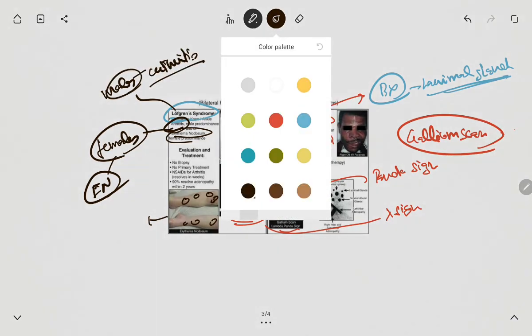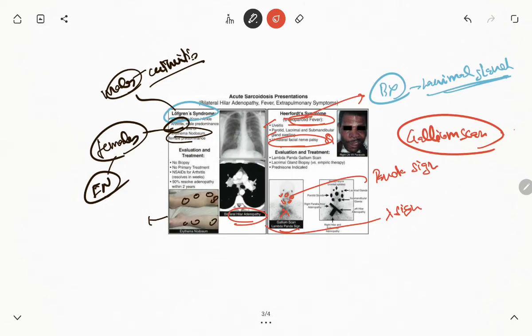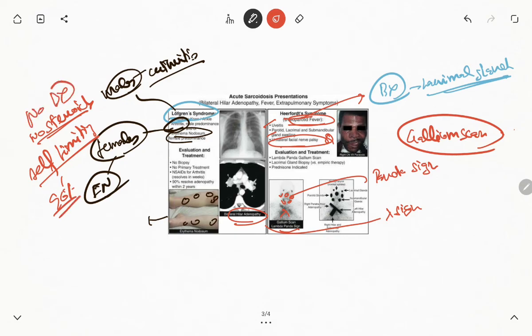The good thing about the disease is that it is self-limiting and there is no need for any steroids. 90% of the disease is self-limiting and there is no need for a biopsy. So these things you must remember when you talk about sarcoidosis.